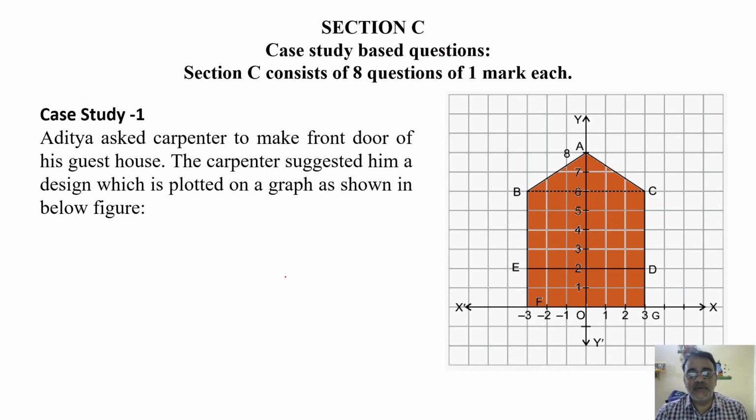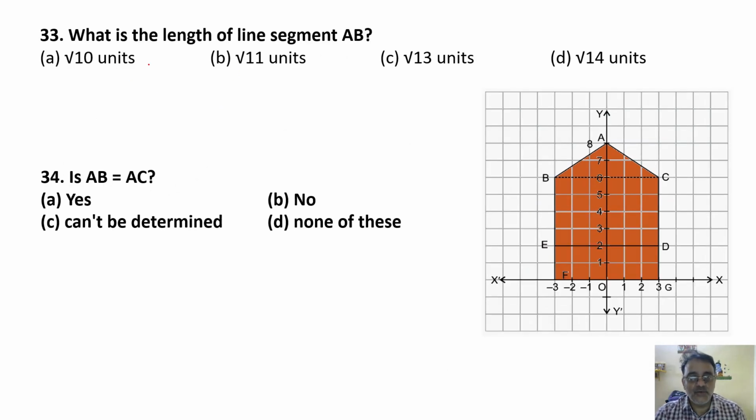Aditya asked a carpenter to make the front door of his guest house. The carpenter suggested a design which is plotted on a graph as shown in the figure below. So based on this figure, a few questions are there. First, 33rd question. What is the length of line segment AB?